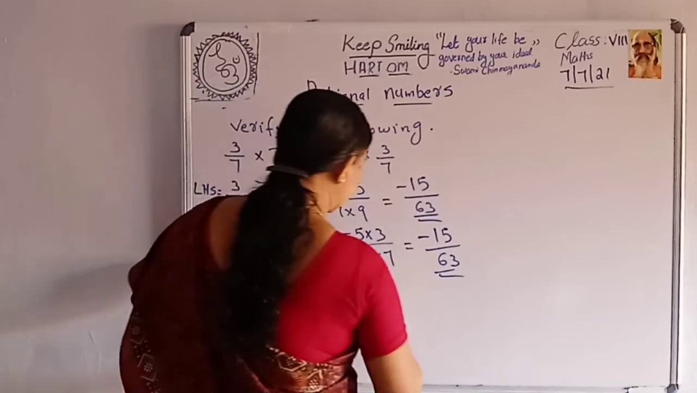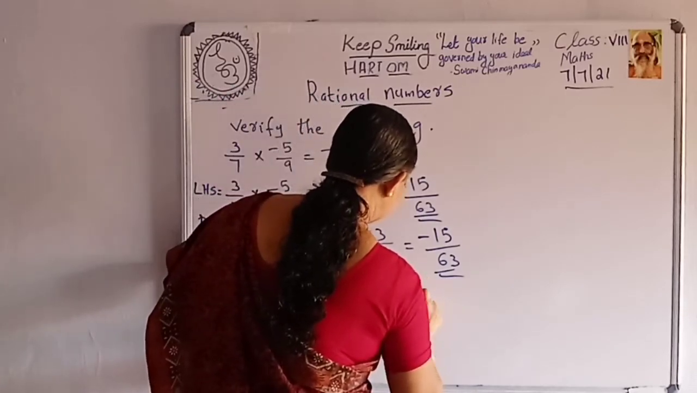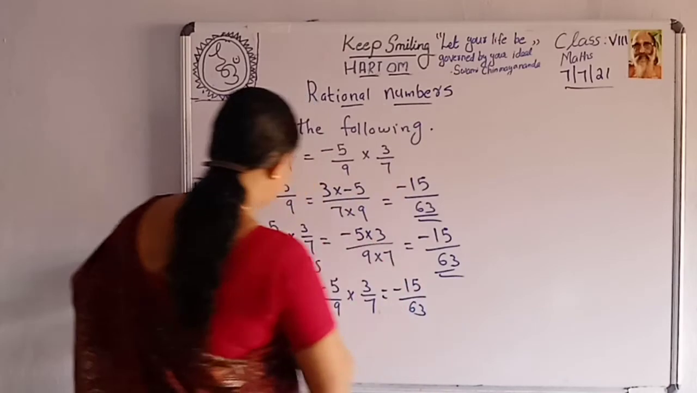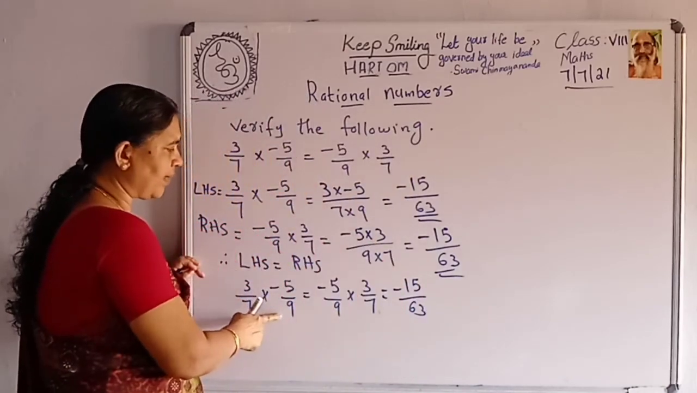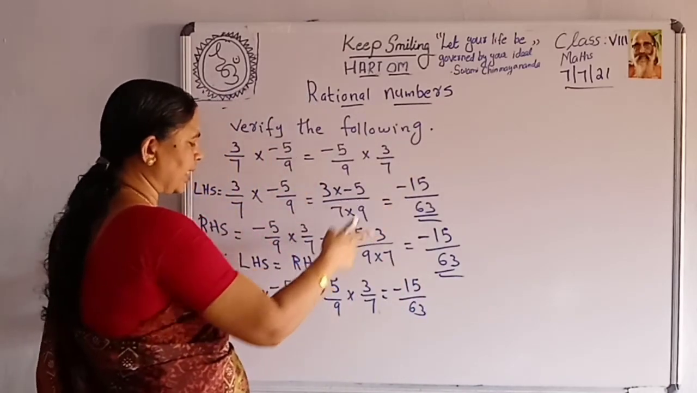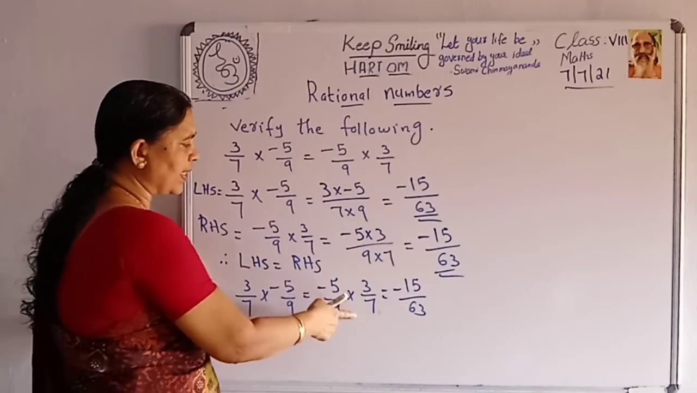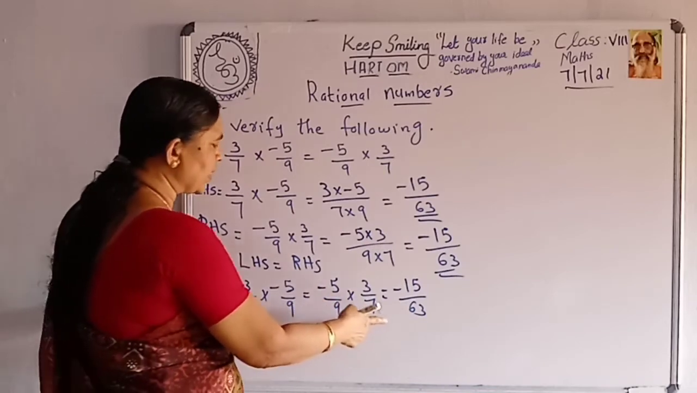That is, what is the answer? It is equal to minus 15 by 63. If you multiply 3 by 7 to minus 5 by 9, we got the answer minus 15 by 63. And minus 5 by 9 to 3 by 7 is also minus 15 by 63.